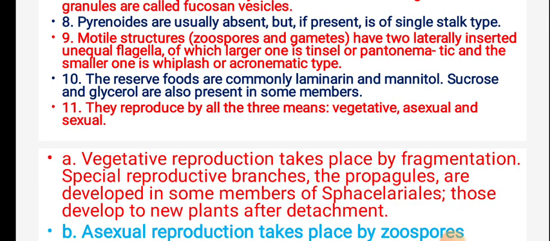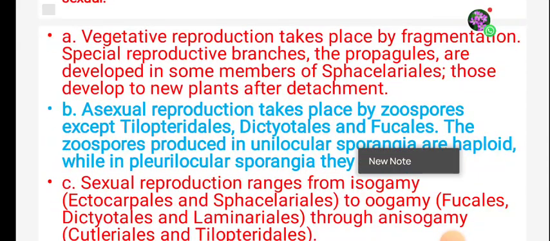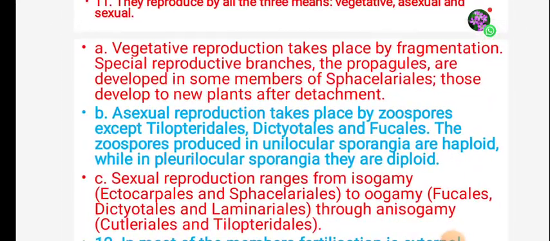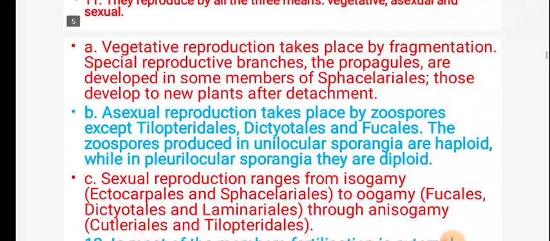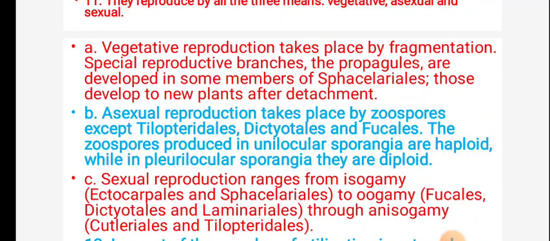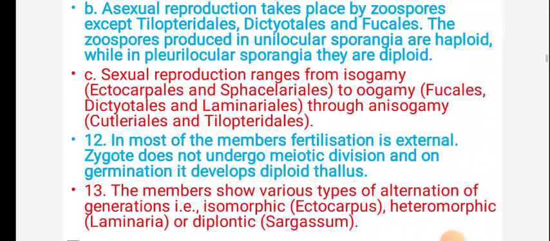The members of Phaeophyta reproduce by all three means: vegetative, asexual, and sexual. In the vegetative method, reproduction takes place by fragmentation, and special reproductive branches, the propagules, develop in some members like Sphacelariales. Those develop into new plants after detachment. The asexual reproduction takes place by zoospore formation.